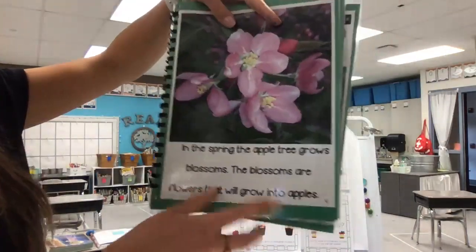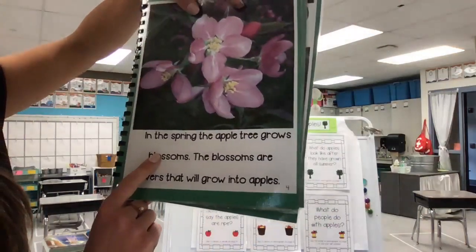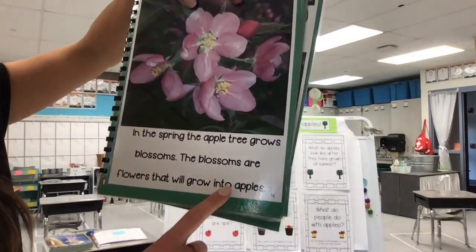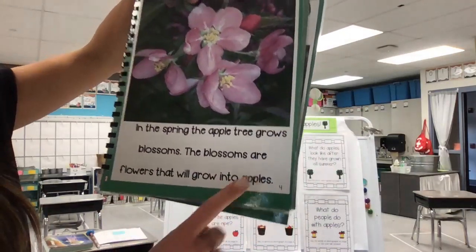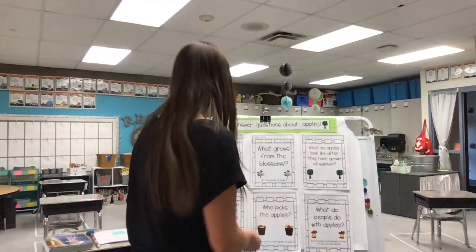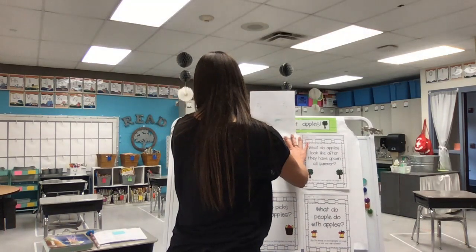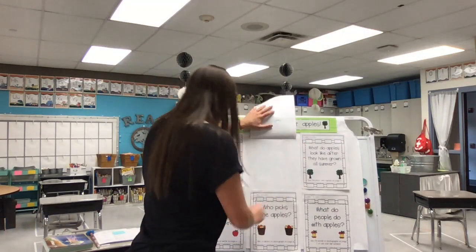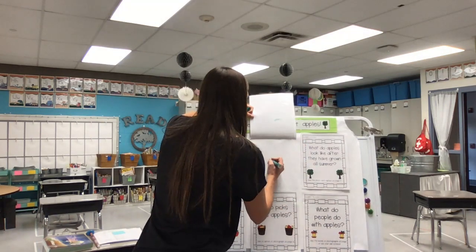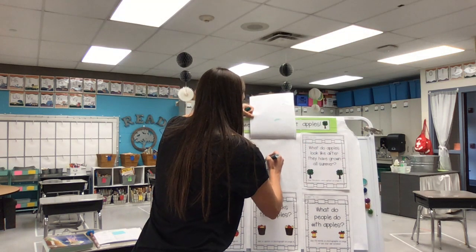So it says, in the spring, the apple tree grows blossoms. The blossoms are flowers that will grow into, here's our answer, apples. So what grows from the blossoms? Apples. So I'm going to flip this up, and on yours, you can do the same. I'm going to draw a picture of an apple. I'm going to draw a green one, but you may choose to draw red or yellow.